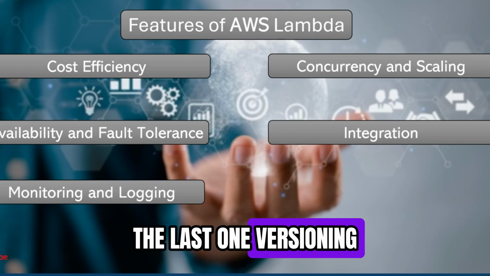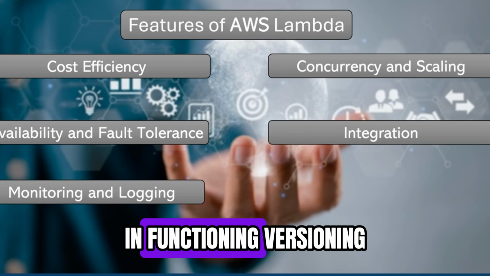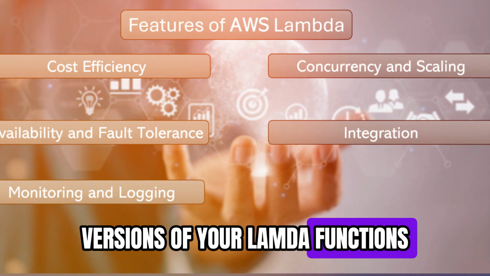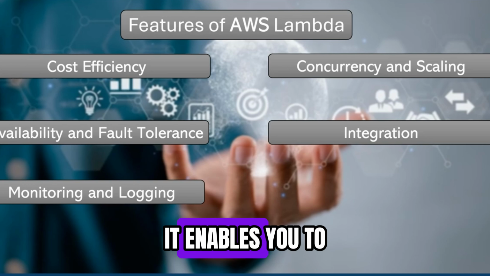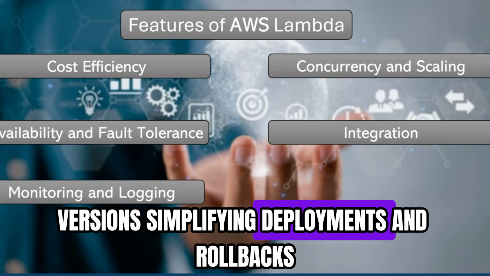The last one is versioning and aliases. Versioning allows you to manage multiple versions of your Lambda functions, whereas aliases enable you to create pointers to specific function versions, simplifying deployments and rollbacks.